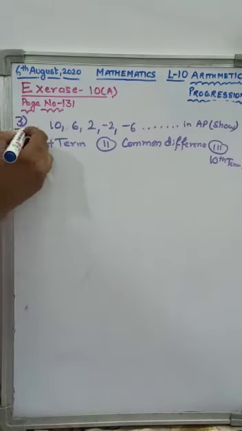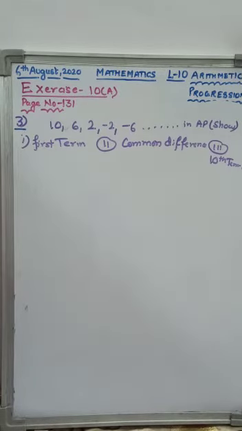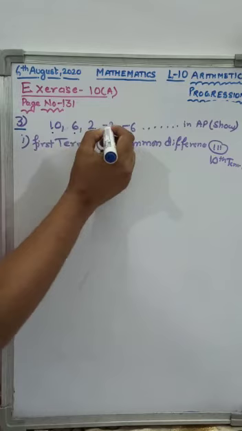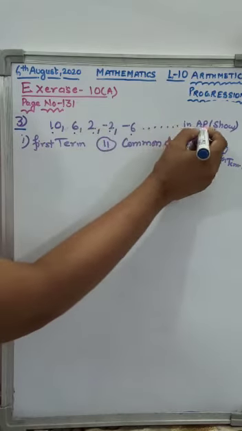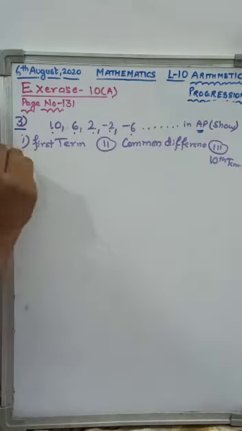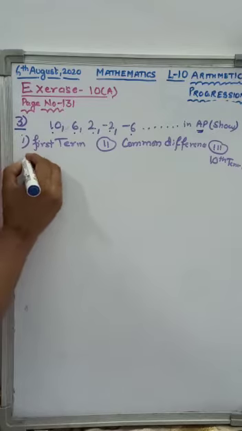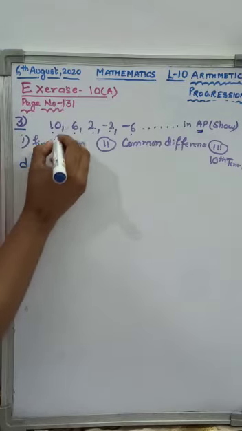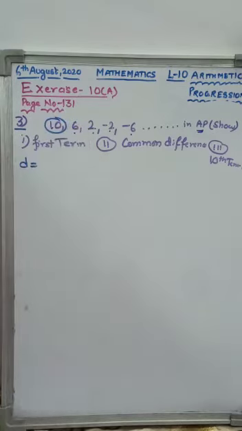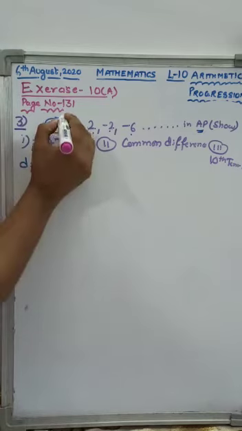Now question number third. Question number third is the same. Let's do one more practice of this type of question. Show that the progression 10, 6, 2, minus 2, minus 6 is in AP. We have to again prove. So how will you prove it? You will find out the D, common difference. So let's study this first of all so that you are in practice.